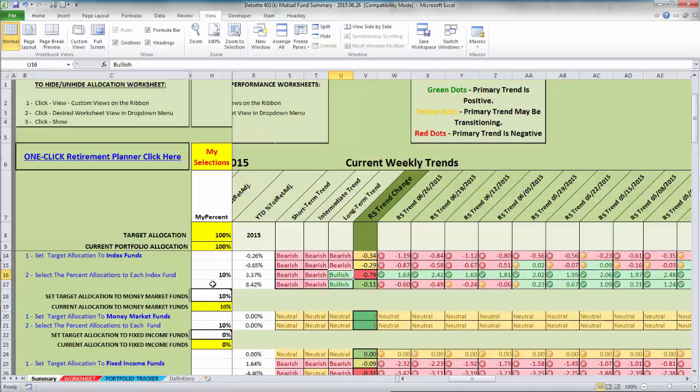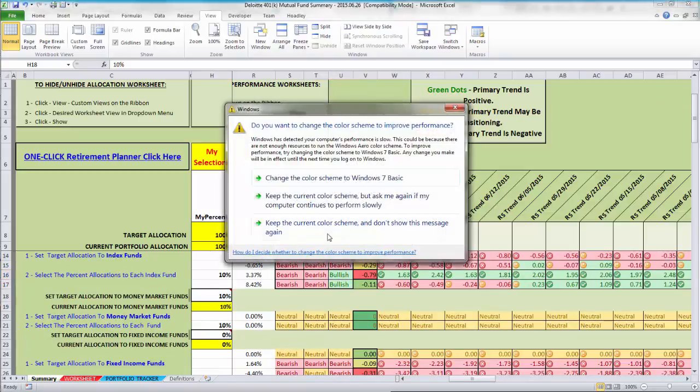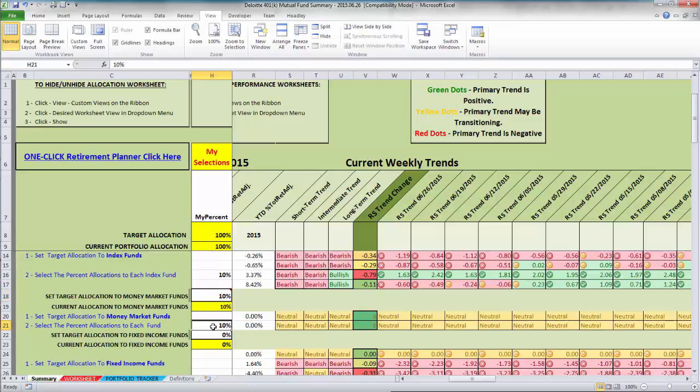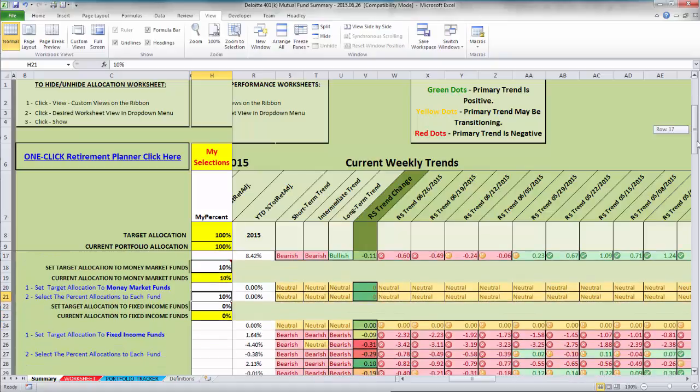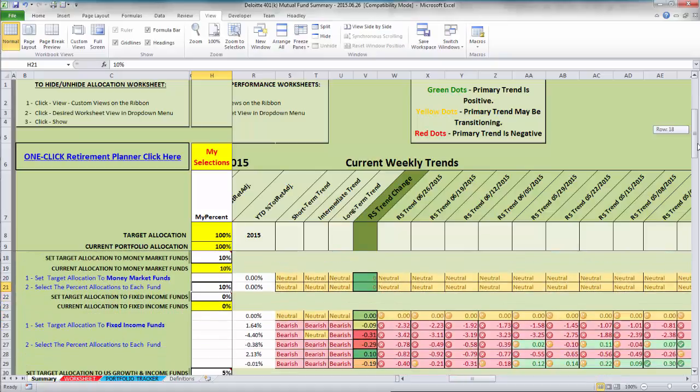As we move down here, we have a 10% allocation to the money market funds. And our 10% allocation, money markets have outperformed just about everything for the week, so it's not too bad to have allocations into the money market fund.